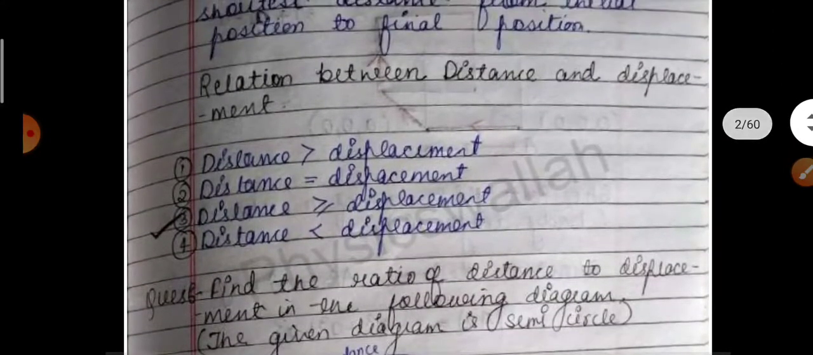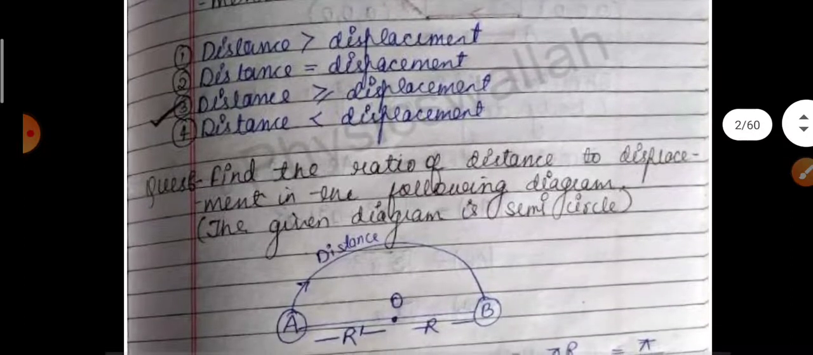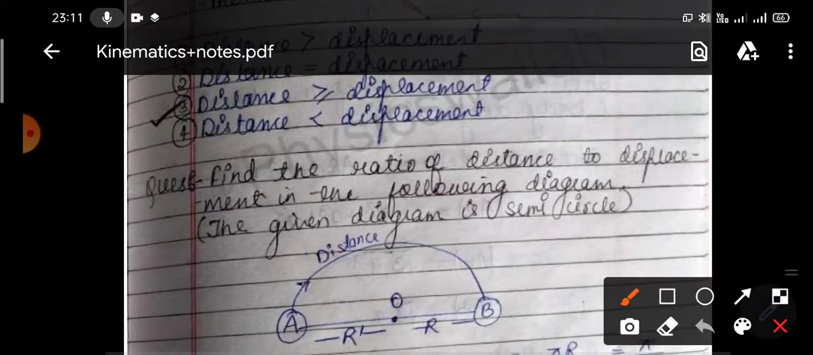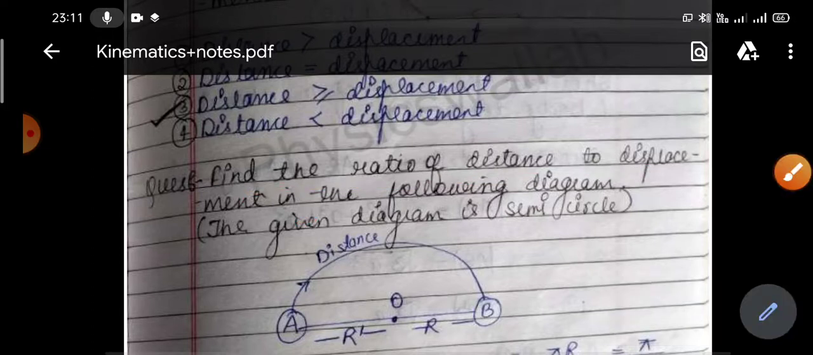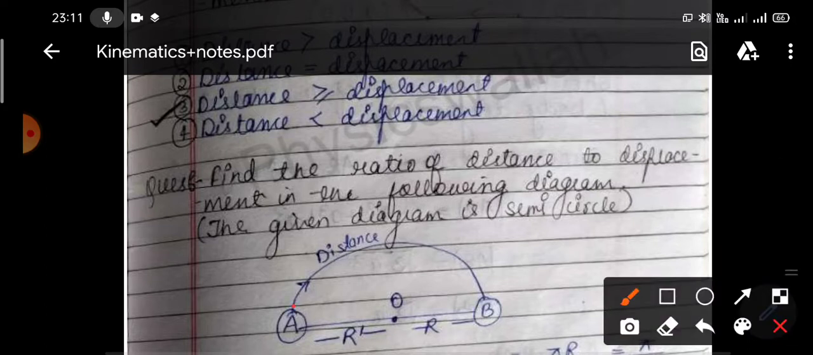Okay, now we will solve some numericals based on this concept, distance and displacement. The question is: find the ratio of distance to displacement in the following diagram. So suppose you have started from point A, and this is your point B. You covered half of this semicircle, and the radius of the semicircle is given as r. You have to find the ratio of distance to displacement.